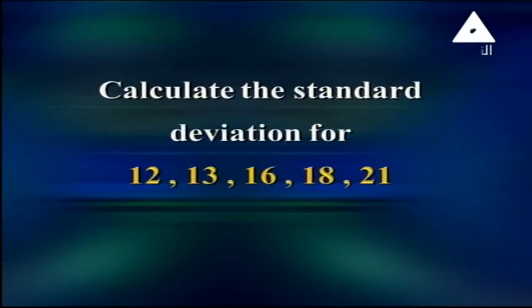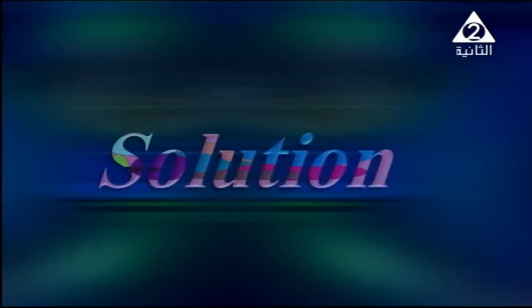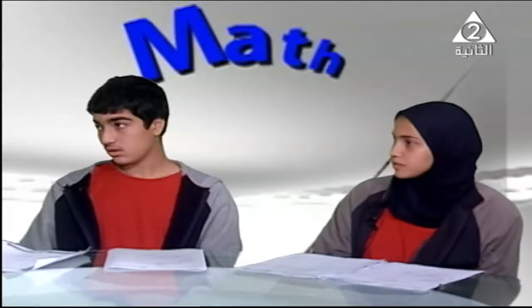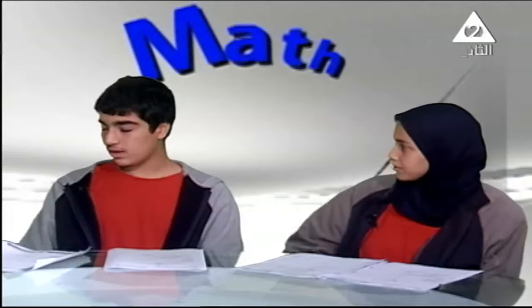Calculate the standard deviation for 12, 13, 16, 18, 21. Solution: this is the standard deviation, one of the measures of dispersion. What is the other measure? The range. What is the range? The difference between the greatest value and the smallest value. The greatest value minus the smallest value equals the range.